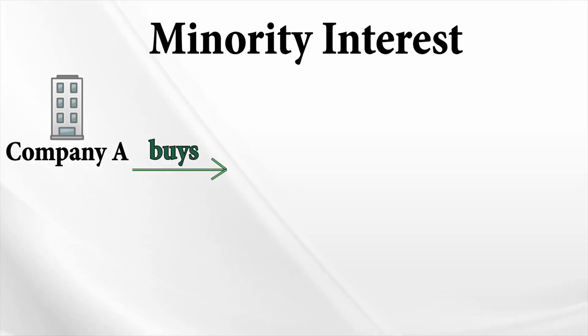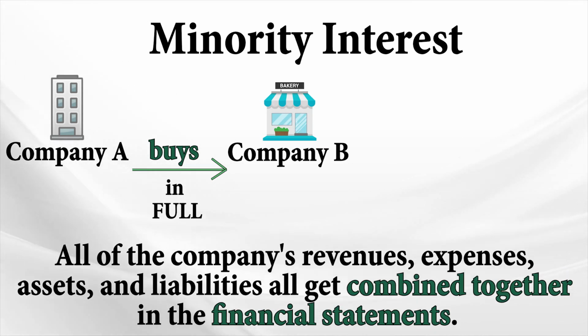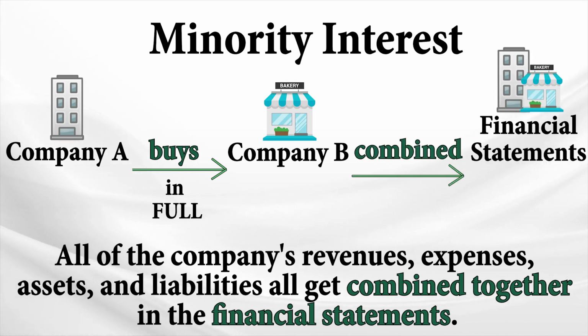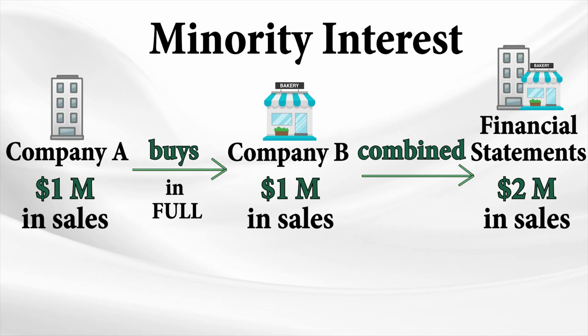When a company buys another company in full, all of that company's revenues, expenses, assets, and liabilities all get combined together in the financial statements. So after the acquisition, the financial statements will reflect the operations of both businesses combined. Meaning, for example, if both companies made $1 million in sales each, the new financial statements would show $2 million in sales. And again, everything else would be combined as well, not just the sales. The two companies would literally be completely merged, and the financial statements would reflect that.